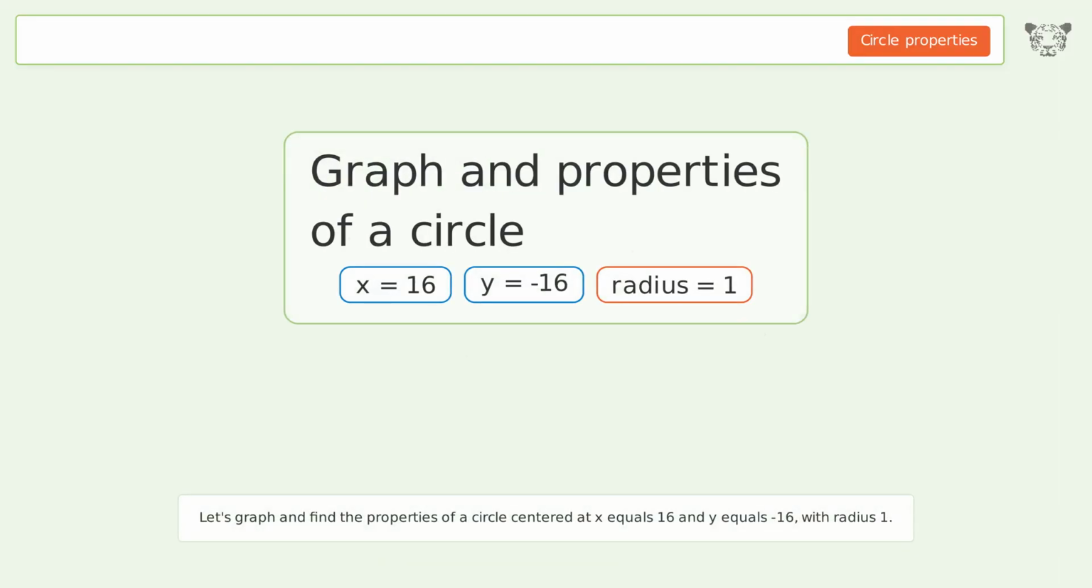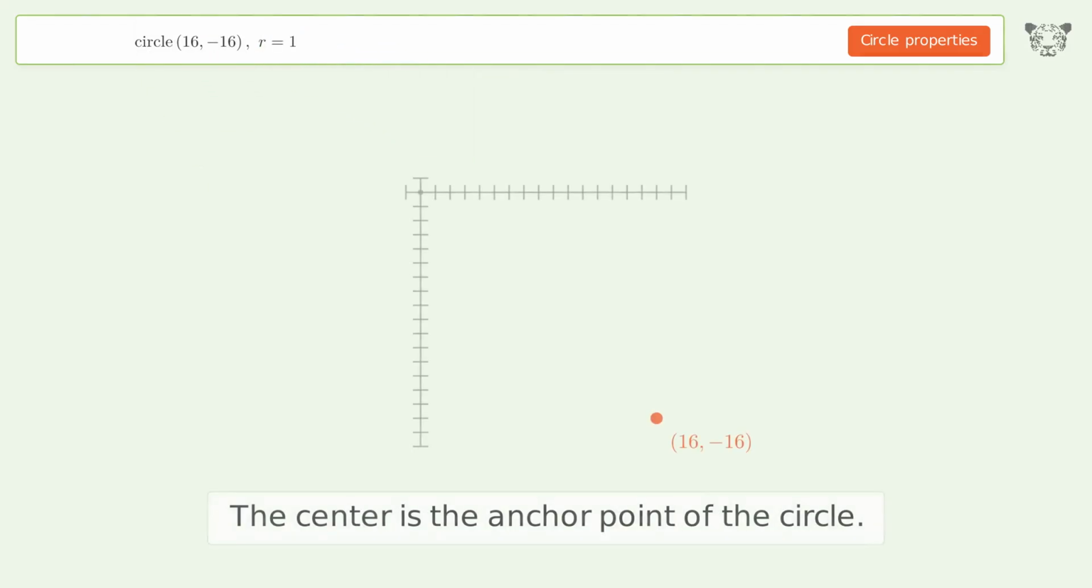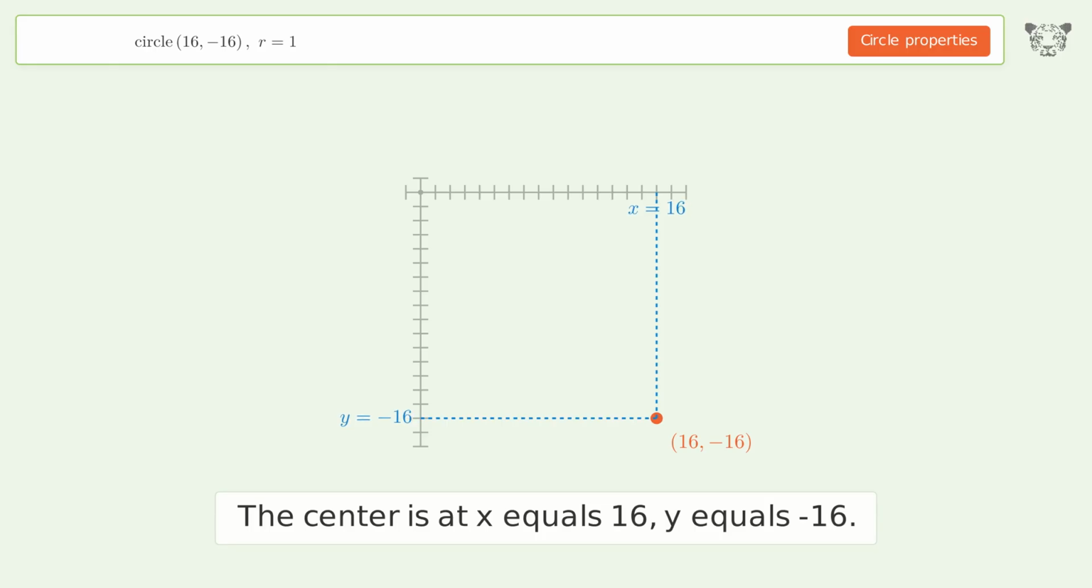Let's graph and find the properties of a circle centered at x equals 16 and y equals negative 16, with radius 1. The center is the anchor point of the circle. The center is at x equals 16, y equals negative 16.